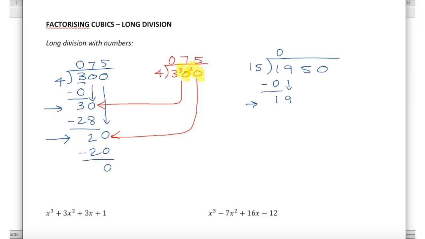Looking at this point, 15 goes into 19 once, so 1 lot of 15 has been used, so we've got a remainder of 4. Bringing down that 5. Looking at this point, 15 goes into 45 3 times, so 3 lots of 15 is 45. We've used everything, so bringing down that 0, 15 goes into 0 times, and we have our value of 130.